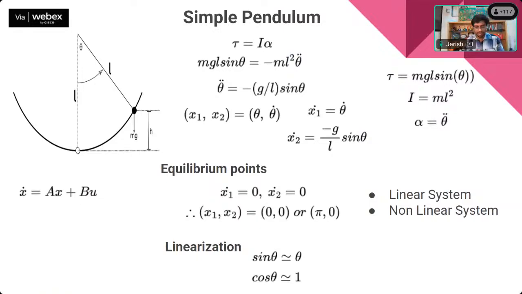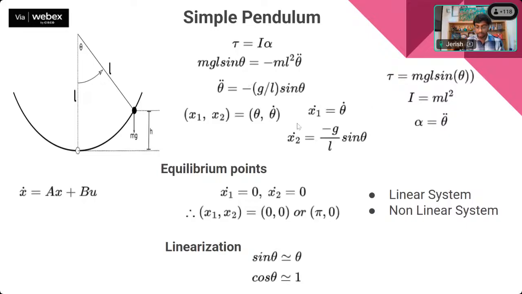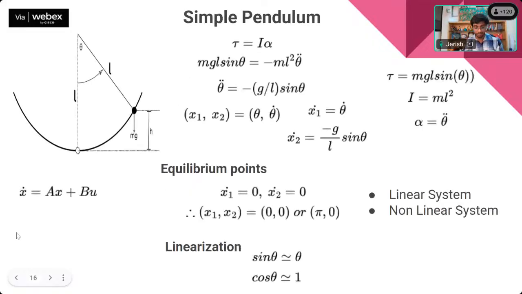So for the conversion of the nonlinear system to a linear system, you will be linearizing around some equilibrium point. In that case, sine theta can be considered as theta and cos theta can be considered as 1. Now you can see that after linearizing, this nonlinear equation has turned into a linear system, with only theta dot and just theta. Now if you write it in terms of the previous state equation, x dot equal to ax plus bu.